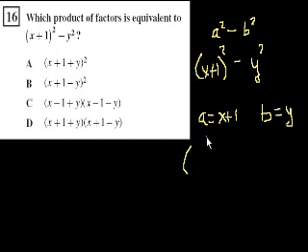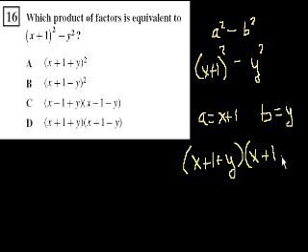So what's a plus b? It's x plus 1 plus y. That's a plus b. And then a minus b is x plus 1 minus y. And that is choice D. That problem was easier than I thought it was going to be. Choice D.